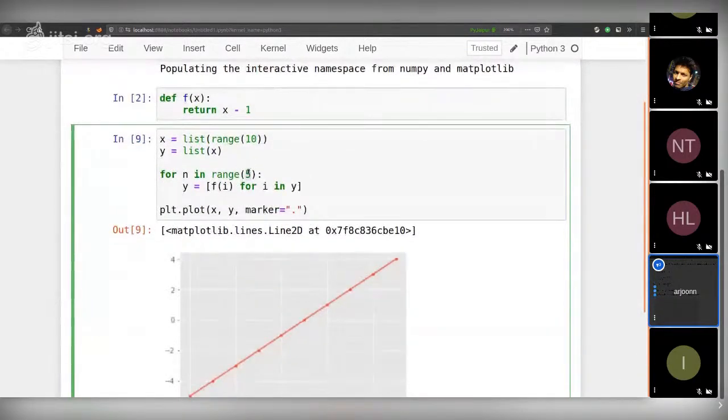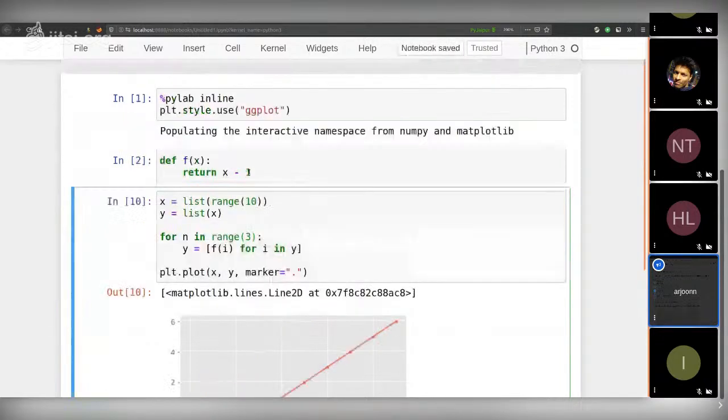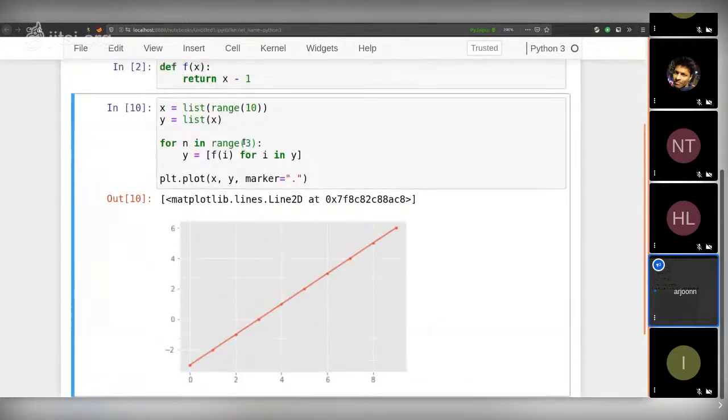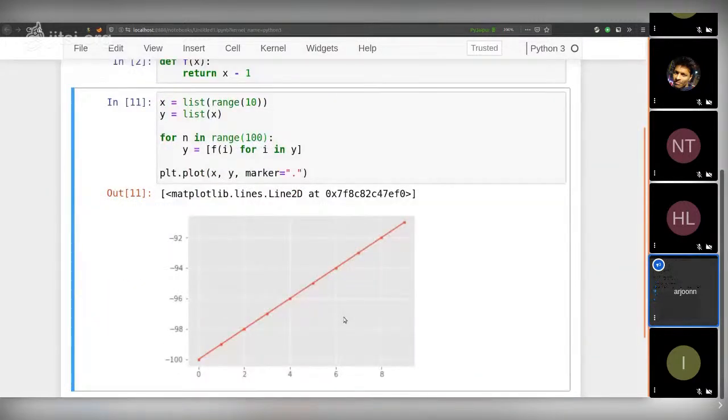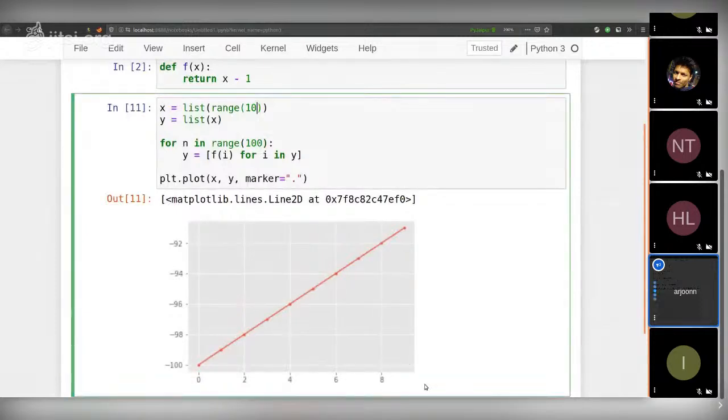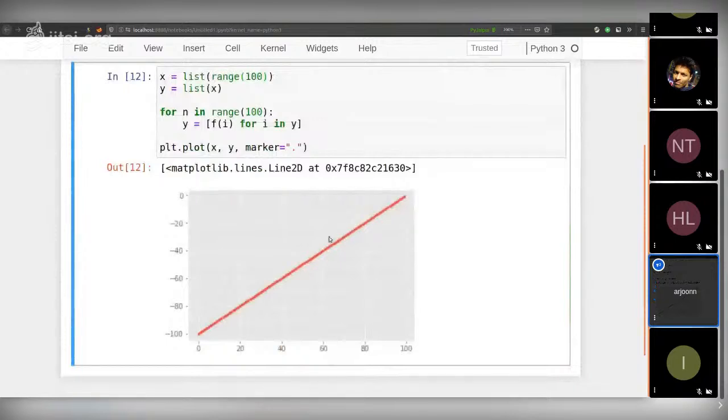Let's say we increase this to maybe, actually, let's just reduce it to 3. Let's see what happens with 3. So you reduce this, you get a straight line. You increase it to some huge number, 100, you still get a straight line. Even if you increase the actual numbers that you're calculating, you still get a straight line.